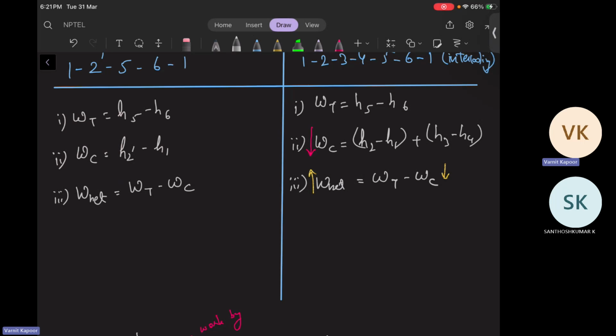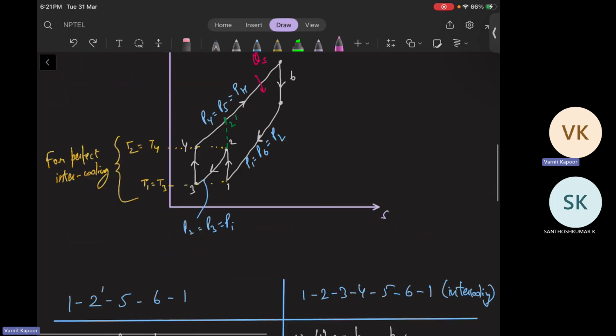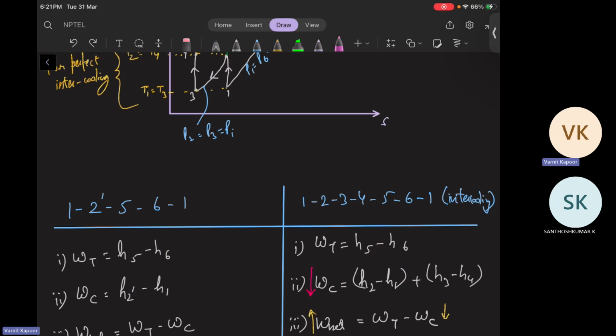But now heat supplied is increased here. Why has it been increased? Let us see in the graph. Earlier, from 1 to 2 dash, this cycle would have been there, and the heat supplied was from 5 to 2 dash. But now you are doing the intercooling. You are reducing the temperature till here. Now your heat supplied is from 4 to 5. So from earlier, you have increased the heat supplied.